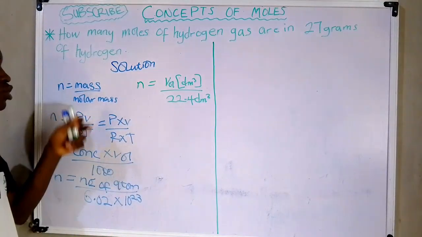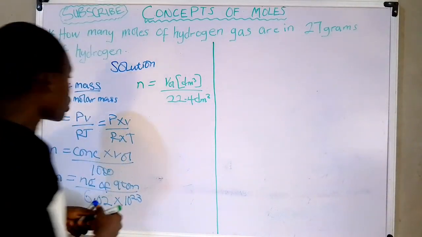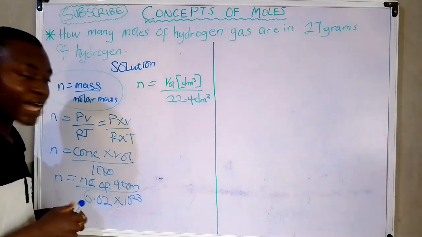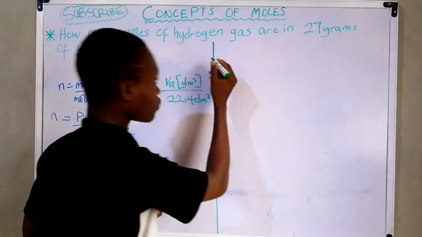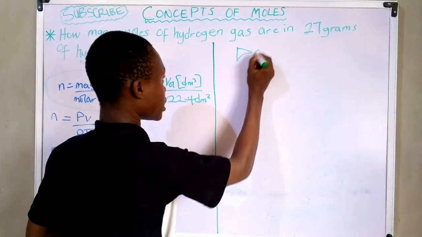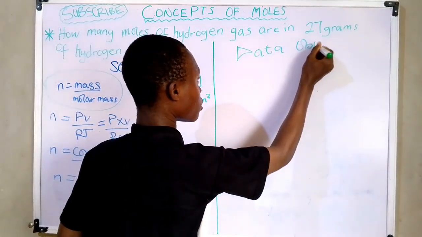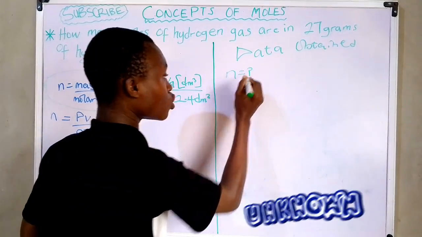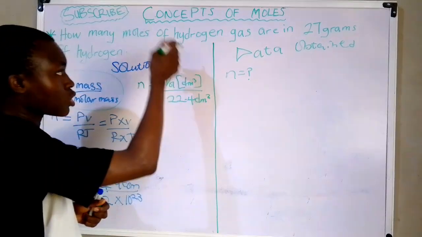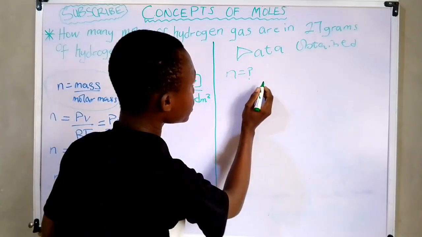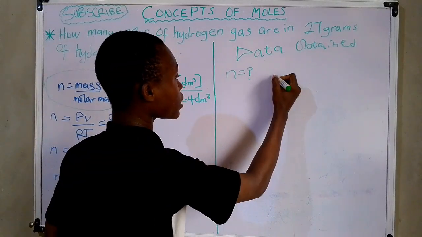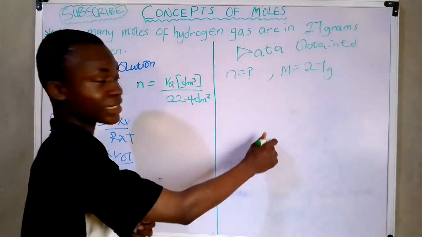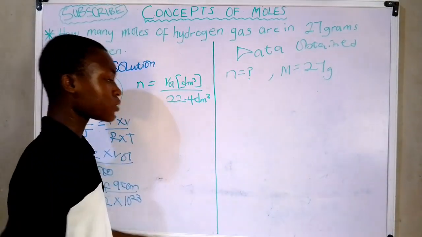27 grams of hydrogen. For solving this, we are going to use the first formula, which is n is equal to mass over molar mass. Now let's solve it. Let's write our data obtained. The number of moles is unknown because we are asked to find the number of moles of hydrogen gas. The mass is 27 grams. The mass is in grams, or kilograms.